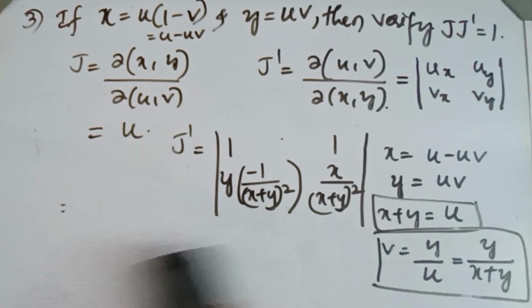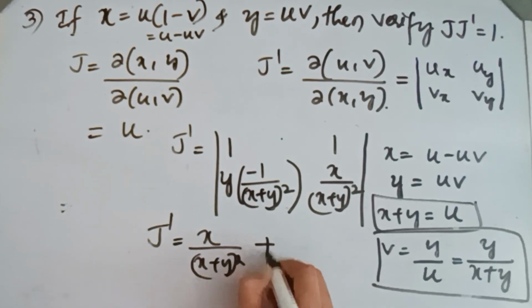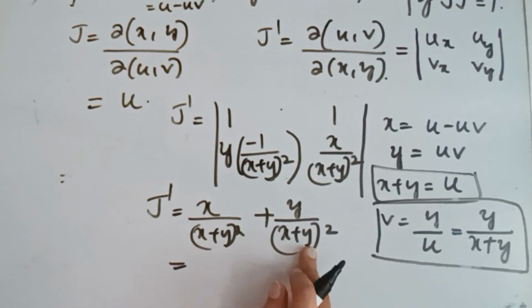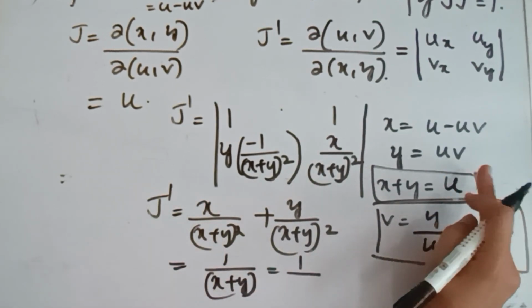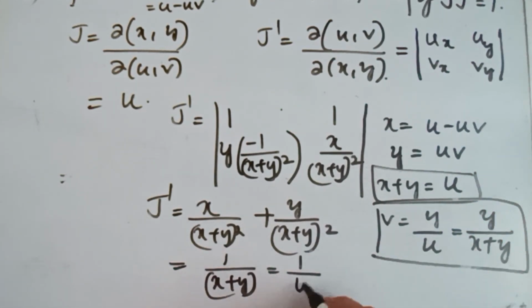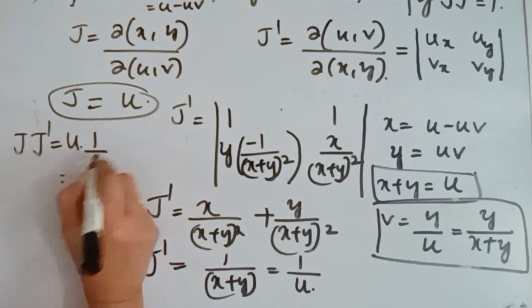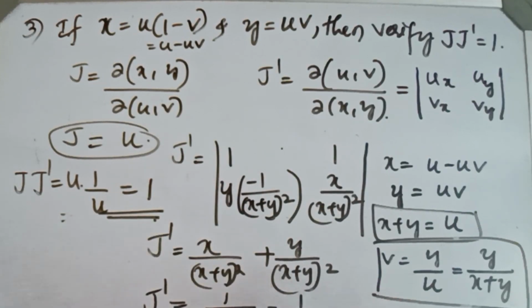So now evaluate this determinant. J dash is equal to x by x plus y whole square minus of minus y by x plus y whole square. So let us simplify, x plus y whole square in the denominator, x plus y in the numerator cancels, you will get 1 by x plus y. I'll write this in terms of uv. So x plus y is nothing but u. So j dash is equal to 1 by u. Hence j into j dash is equal to, j is u, j dash is 1 by u, so which is equal to 1. Hence we have verified j into j dash is equal to 1.